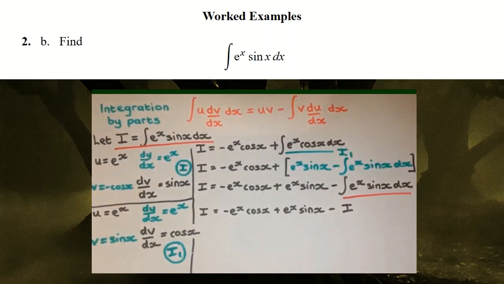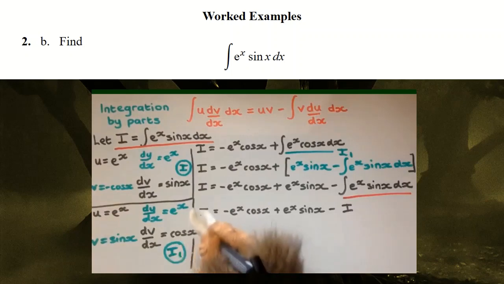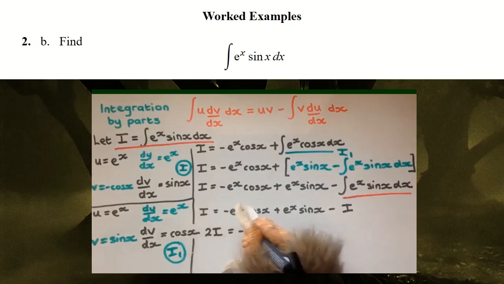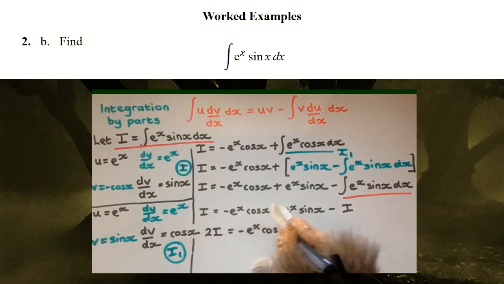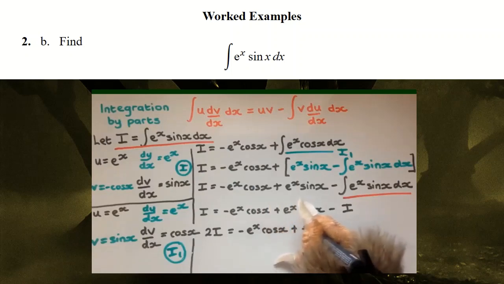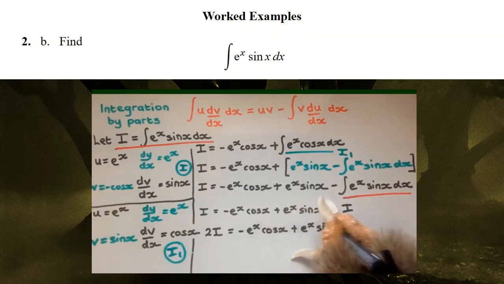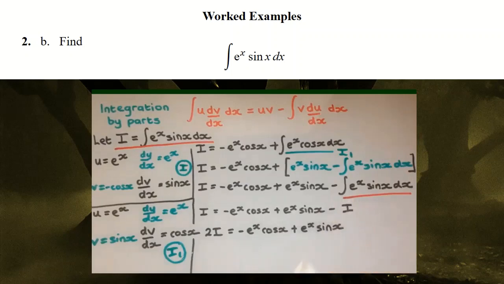Now, if you look at what we've got here, we've got I on the left and I on the right. If I add I to both sides, it will remove the capital I from the right hand side. So that's going to give me 2I is equal to negative e to the x cos x plus e to the x sine x. This is exciting, isn't it? That's got to be my favourite step in the whole process.